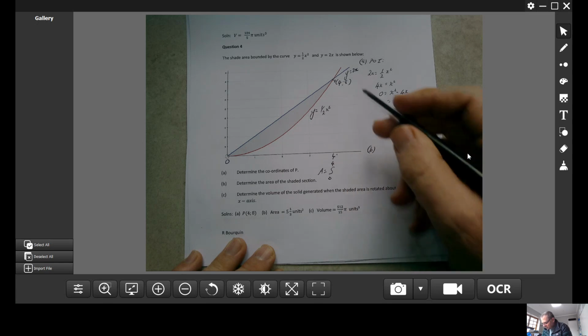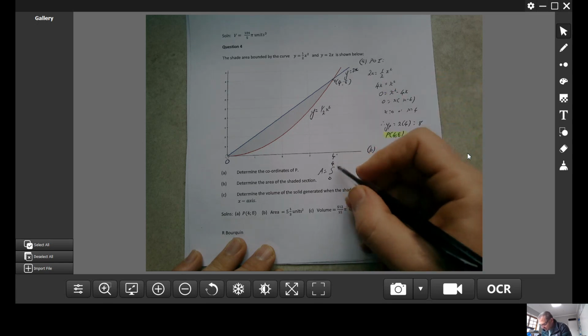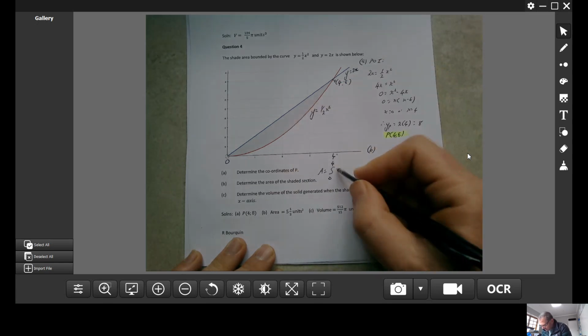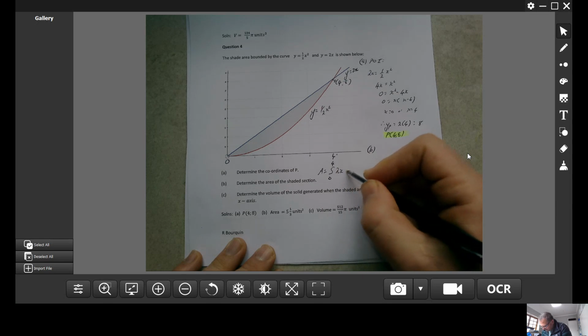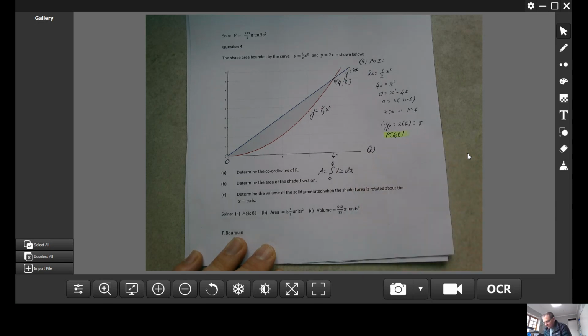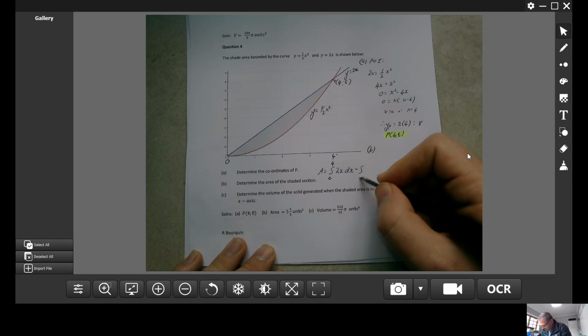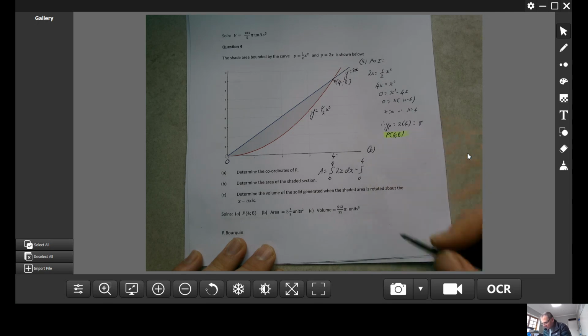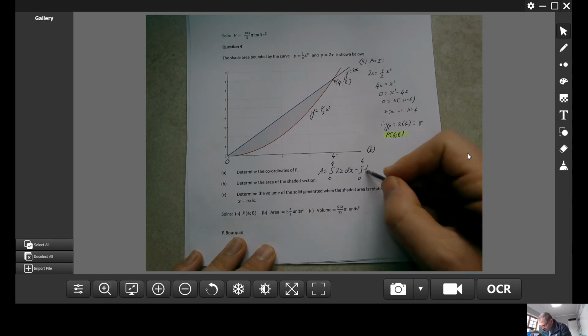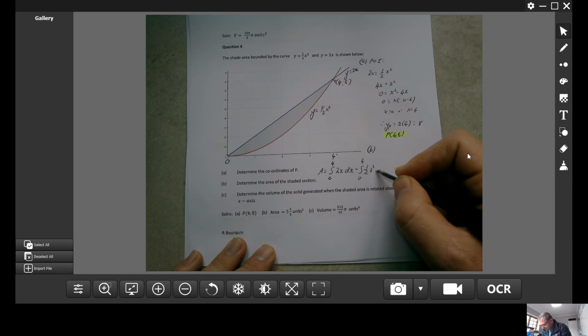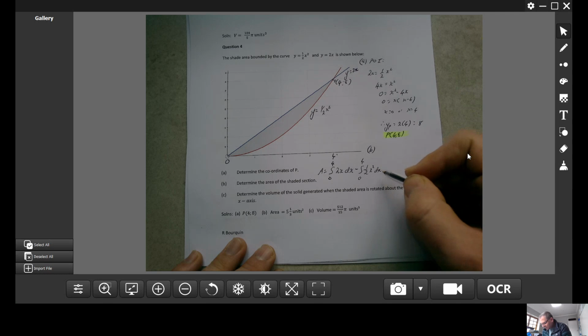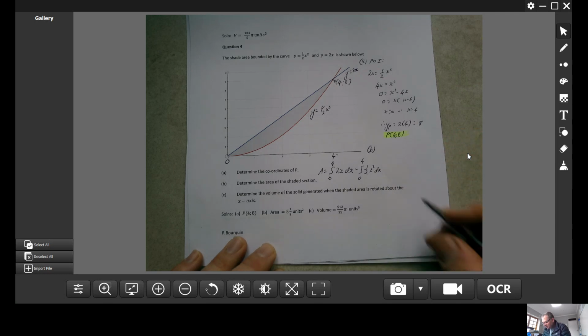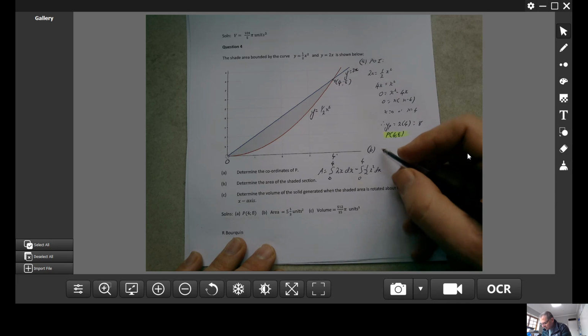Okay, and you could do the top function, which in this interval is 2x with respect to x, minus the integral between 0 and 4 of a half x squared with respect to x. So you could do it like that. You could do them separately. It's quicker, though, probably to just do it as a single integral, which you're allowed to do for area.